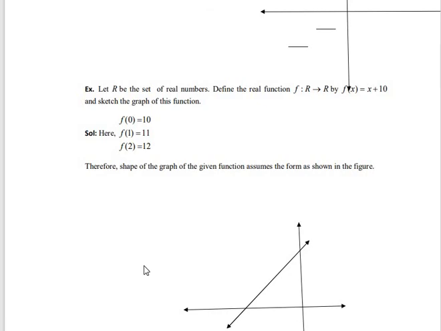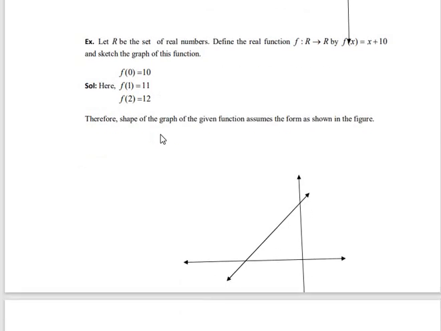Now from these values you can draw the table. Along the row you can write the values of x as 0, 1, 2, 3 or some negative values like minus 1, minus 2, minus 3, and in the second row you can write the values of f. That means for x equal to 0, the value of f or y is equal to 10. For x equal to 1, the value of f of 1 is equal to 11, and so on.